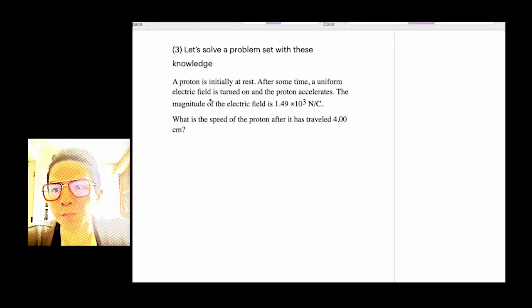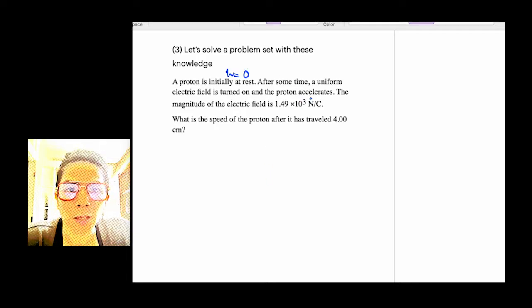Okay, so the problem is: a proton is initially at rest, which means that the initial velocity is 0. After some time, a uniform electric field is turned on and the proton accelerates. So this is a proton problem. A proton has a charge, and it's a pretty small number.